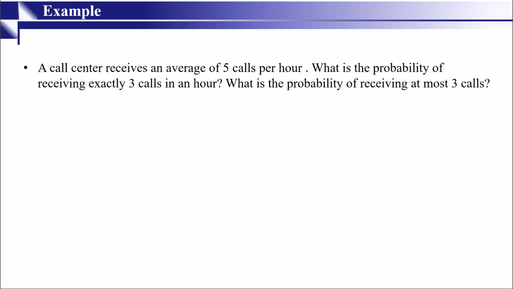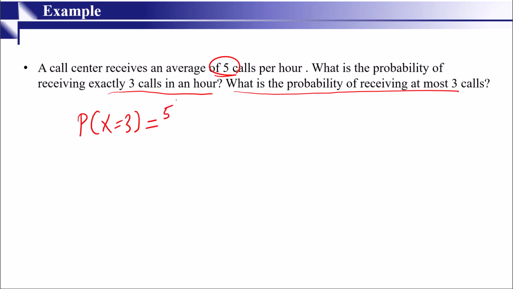A call center receives an average of 5 calls per hour. So in this case, lambda is equal to 5. What is the probability of receiving exactly 3 calls in an hour? And also, what is the probability of receiving at most 3 calls, right? So probability of x equal to 3 is, based on the equation that we have, 5 to the power of 3, e to the power of minus 5, divided by 3 factorial.